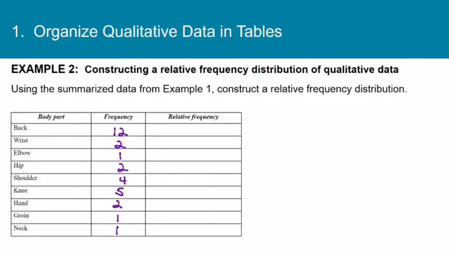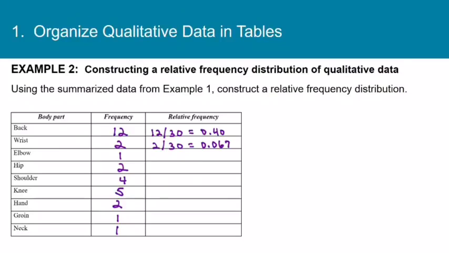And so now we're going to calculate the relative frequency. Remember that the original number of values in our raw data was 30. So we're going to divide each of these frequencies by 30. For the first category, 12 divided by 30 is 0.40. For the second category, 2 divided by 30 is 0.067.